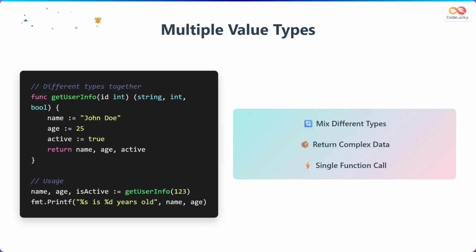Go's multiple return values can include different data types. The getUserInfo function returns a string, an integer, and a Boolean representing a user's name, age, and active status. This allows a function to return a bundle of related information, all with a single function call.